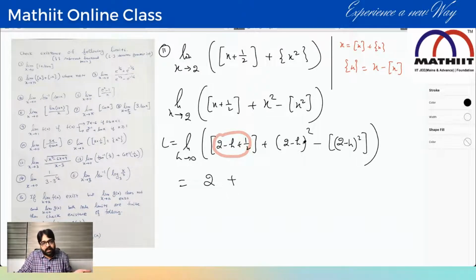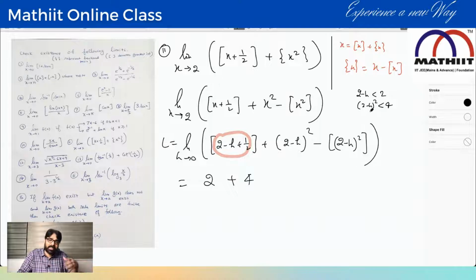Plus, this is nothing but a determinate form. Directly I can put h equal to 0, so 4. This part, look. 2 minus h is slightly less than 2. Not very much, slightly. So if you square both sides, (2 minus h) whole square is slightly less than 4. So the greatest integer will become how much? 3. Right? This value will lie between 3 and 4.